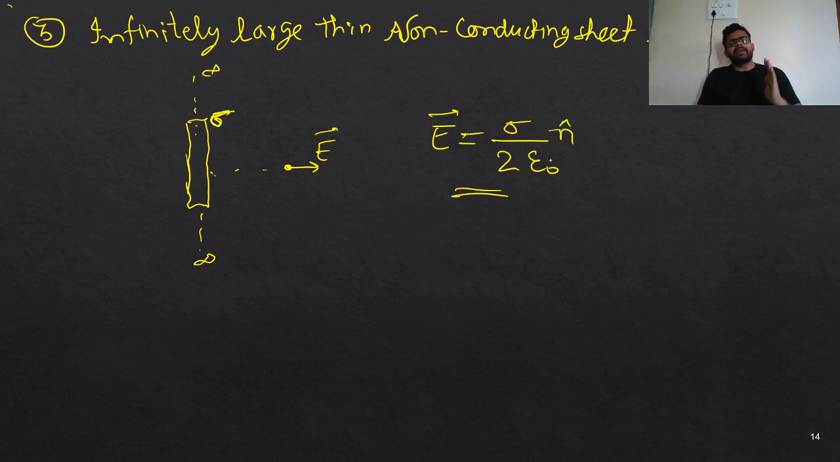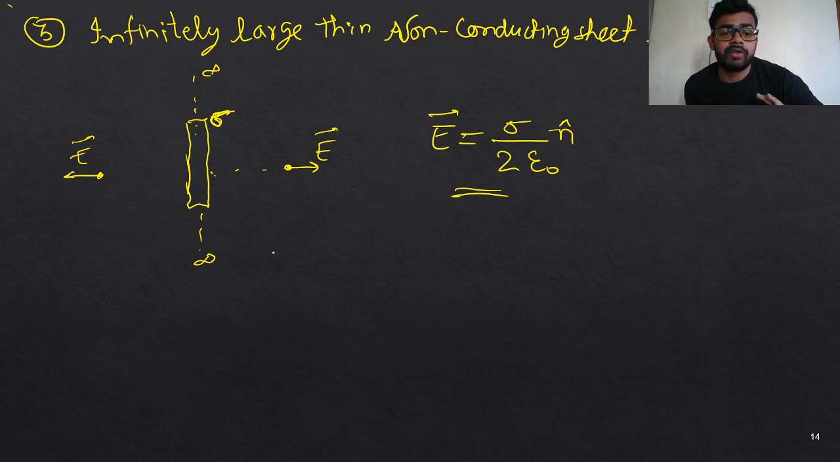N cap means if this plate is in the xy plane, then the direction of the field will be in the z direction. If it is the yz plane, then the direction of the field will be in the x direction. If here is a point, the direction of the field will be like this. That's all. This is the simple thing I wanted to explain. This is because of a non-conducting sheet: sigma upon 2 epsilon naught.